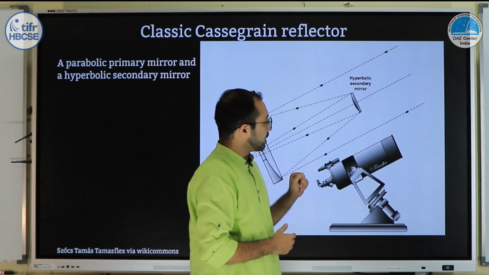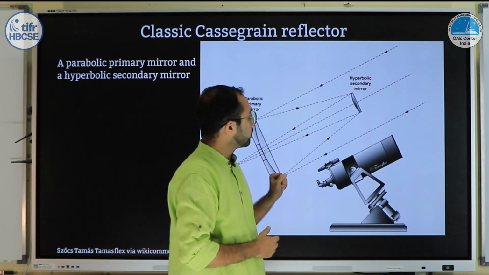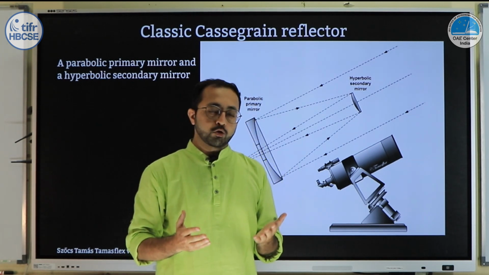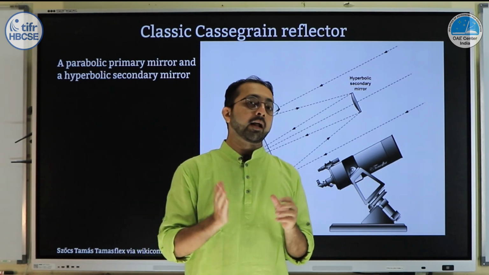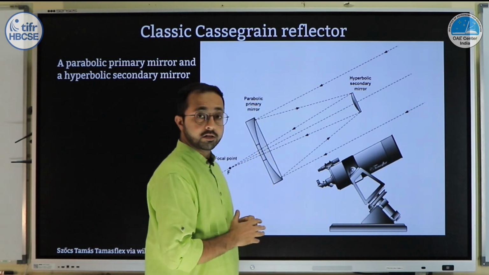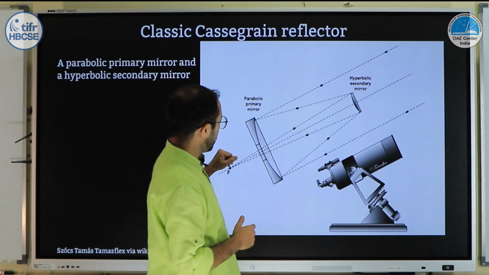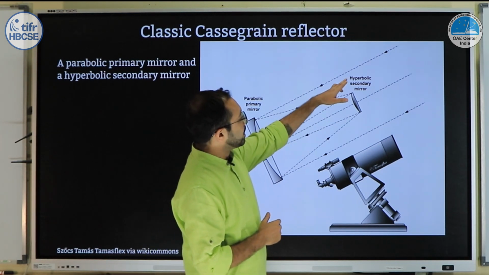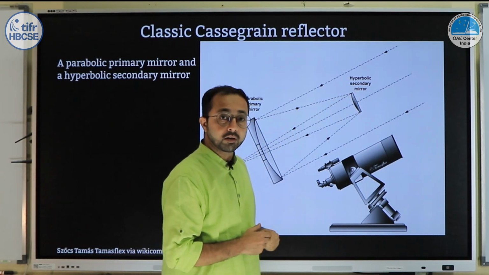An important difference here, apart from the hole at the bottom of the tube, is the secondary mirror. In the Newtonian telescope, the secondary mirror was a flat mirror at an angle of 45 degrees to the optic axis, or the primary axis, of the primary mirror. Here the mirror is a hyperbolic secondary mirror.